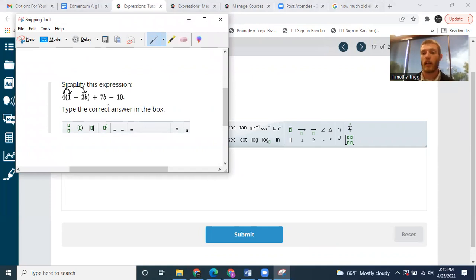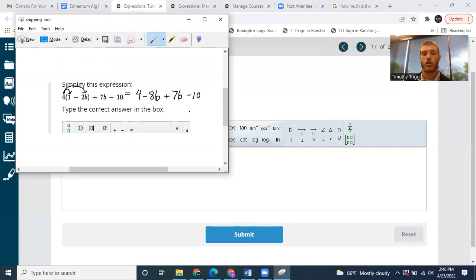Okay. Then we're going to combine like terms. So we're going to look for if there's two constants, we want to add or subtract those together. Or if there's two things that both have b, we want to add or subtract those together as well. So let's first distribute this 4. So the 4 multiplies with both of these terms in the parentheses. So 4 times 1 is 4. 4 times negative 2b is negative 8b. Again, you just multiply the 4 times the coefficient there. Then we also have a plus 7b, and we have a minus 10.